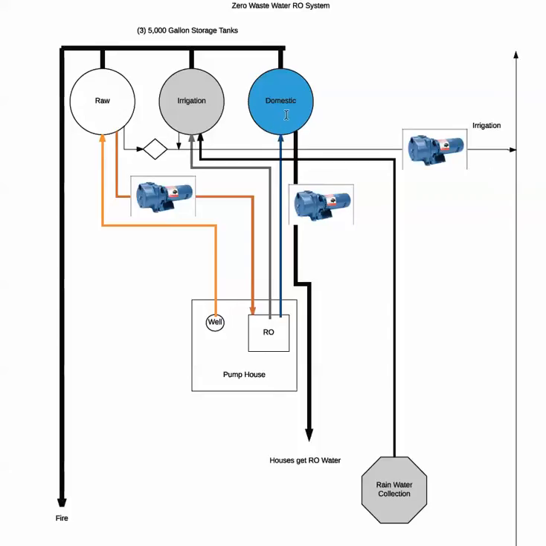So the domestic water is going to be the only thing that's going to be fed by that are the two houses. So three storage tanks, three repressurization systems, an RO, and a sump pump.